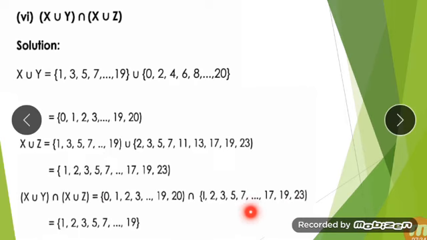Okay, between them what will be the common elements? Now 0 is not common, 1 is common, 2 is common, 3 is common, 5 is common, 7 is common, and till 19 all the elements will be common, because we have all the numbers here, and here we have just the odd numbers after 2: 3, 5, 7, 9, 11. So all the odd numbers till 19 will be common. 20 and 23 are not common, so we are not going to write them.